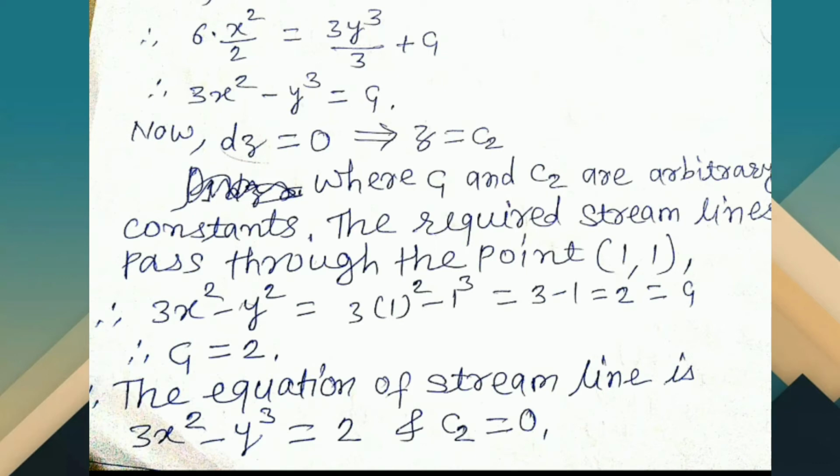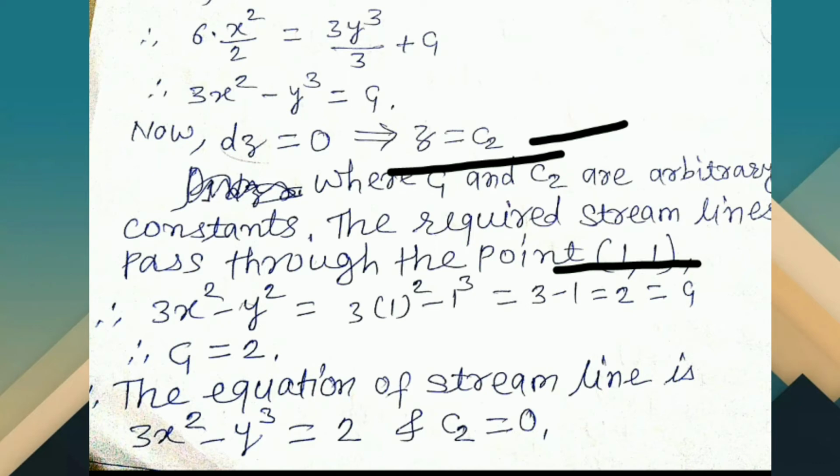Now we have dz is equal to 0, and dz is equal to 0 implies that by taking the integration of dz, we get z is equal to integration constant c2, where c1 and c2 are arbitrary constants. Therefore the required streamlines pass through the point 1, 1. So x is equal to 1, y is equal to 1. So put the values of x and y. In place of x we can write 1, in place of y also we can write 1.